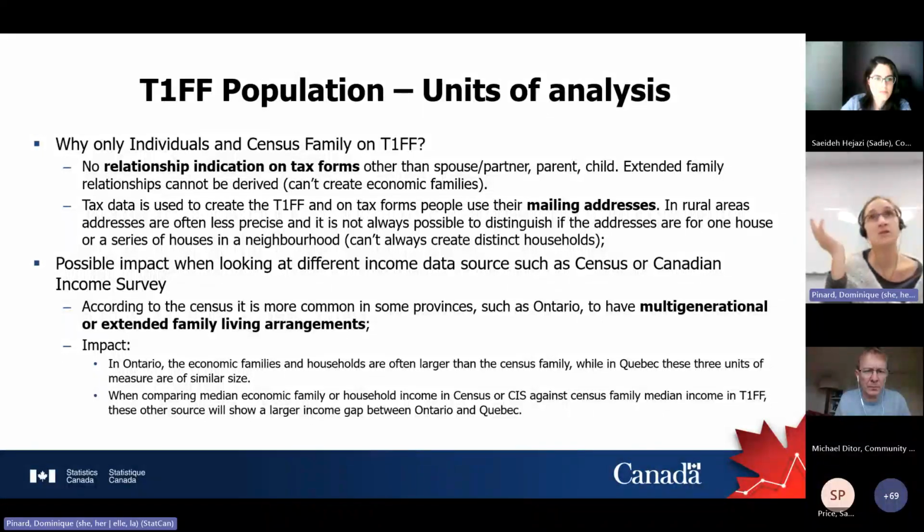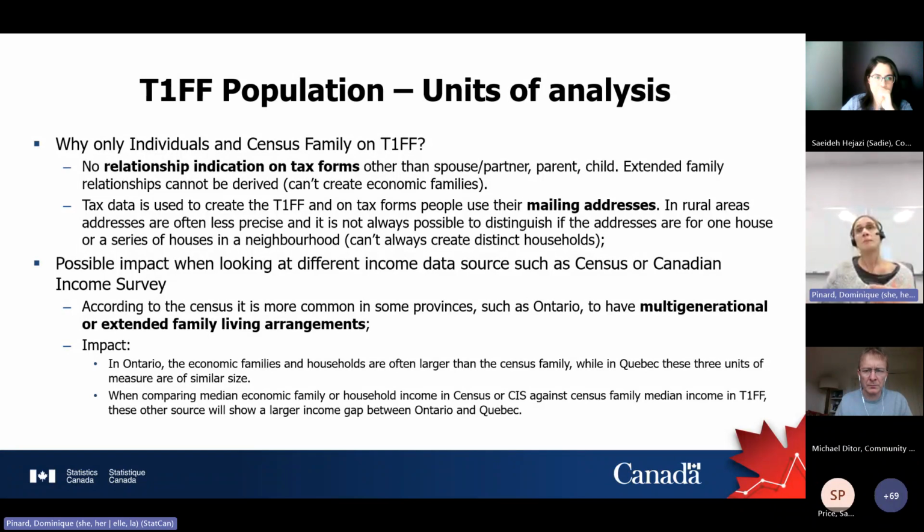So I mentioned earlier, it's important that the comparison between household income, economic family income, and census family income be done with caution, because you might not actually be comparing the same people. If you compare me and my parents living together with me, my parents, my spouse and my kids living together, the income is going to be different.